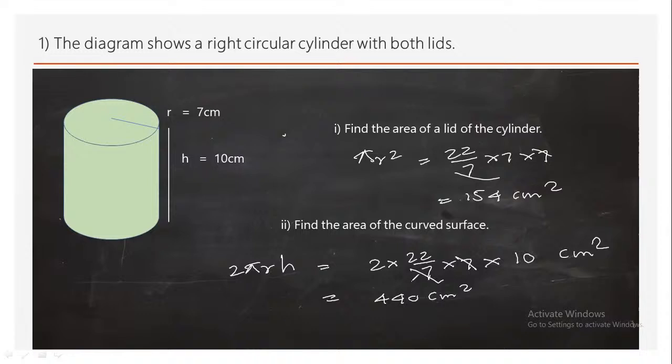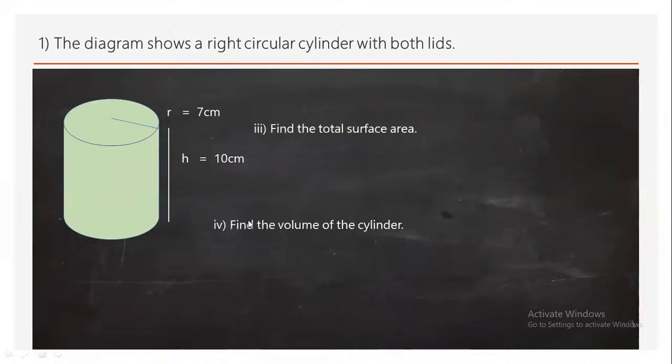The diagram shows a right circular cylinder with both lids. Then 154 square centimeter. The other one is 440 square centimeter. Find the total surface area. It means we got area equals 154 square centimeter plus 440 square centimeter. How much? 594 square centimeter.